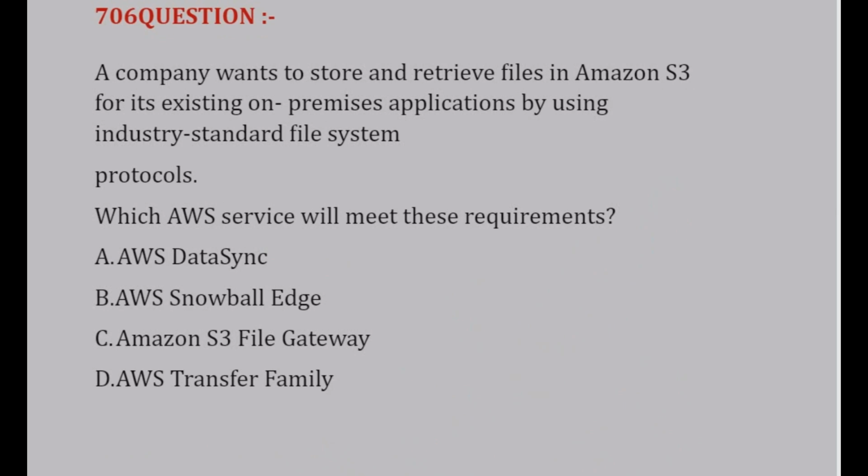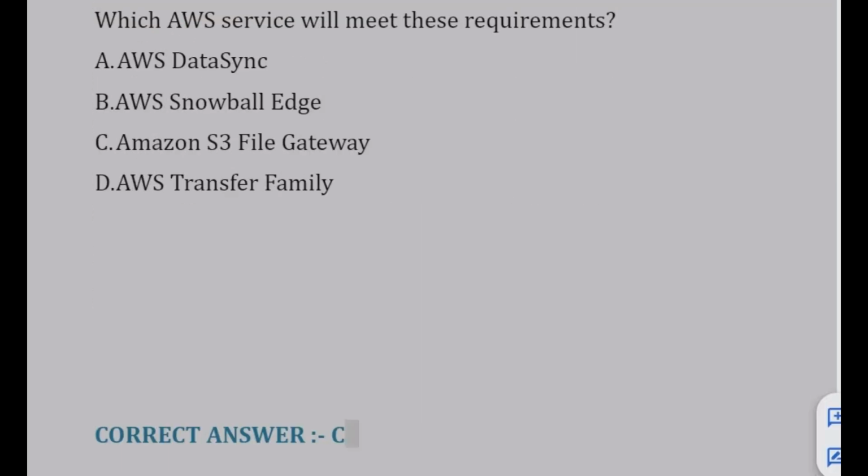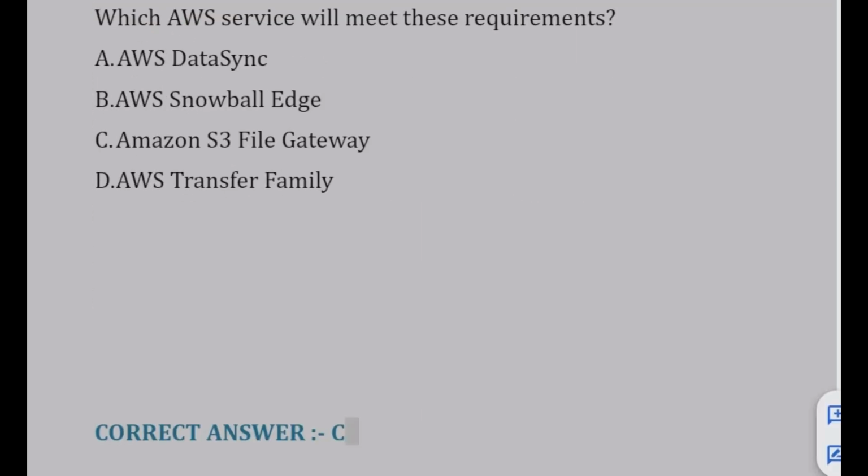Question is, a company wants to store and retrieve files in Amazon S3 for its existing on-premises application by using industry standard file system protocols. Which AWS service will meet these requirements? Option A. AWS DataSync. Option B. AWS Snowball Edge. Option C. Amazon S3 File Gateway. Option D. AWS Transfer Family. Correct answer is option C.